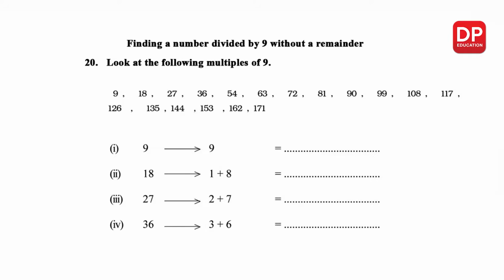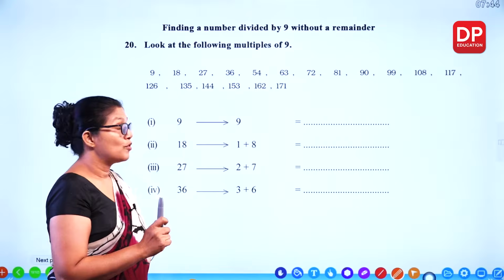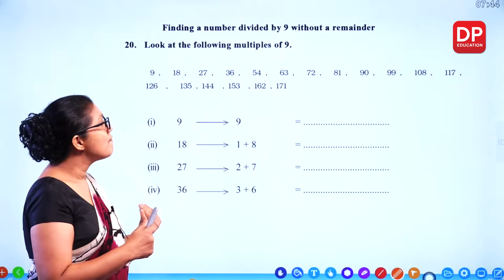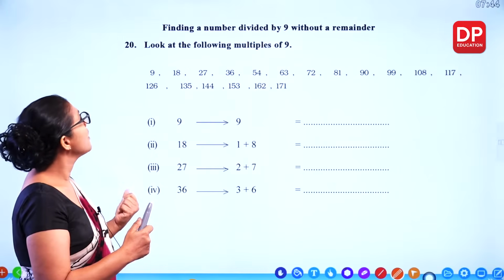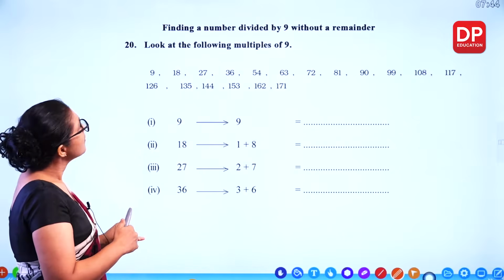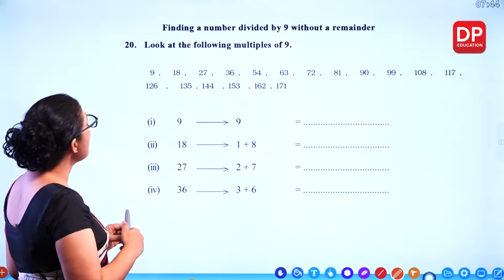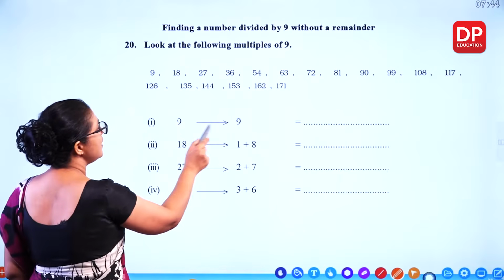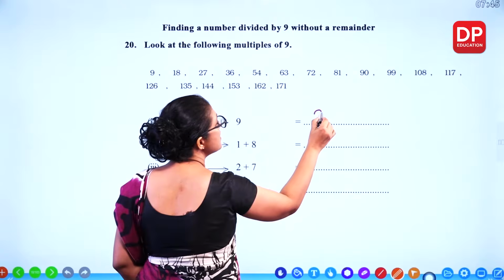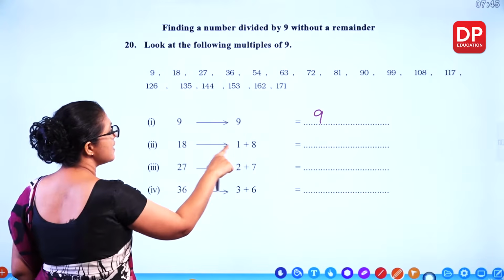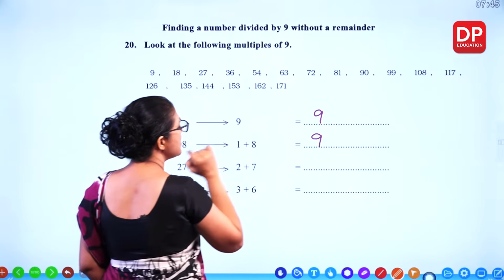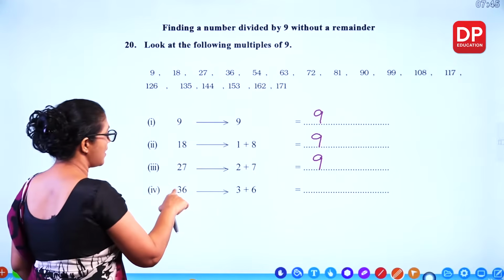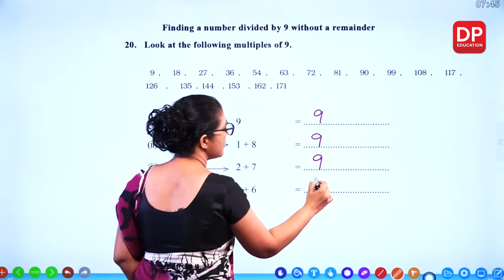Finding a number divisible by 9 without a remainder. So we did so far 2, 3, 4, 10, 5, 6. Now 9. Look at the following multiples of 9. All these multiples of 9. Take 9. So digital root is 9. 18. 1 plus 8. Digital root is 9. 27. 2 plus 7. Digital root is 9. 36. 3 plus 6. That's 9.